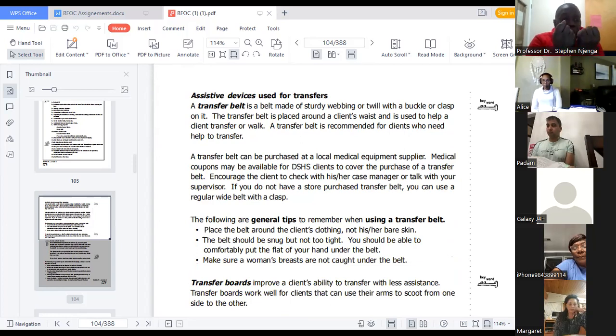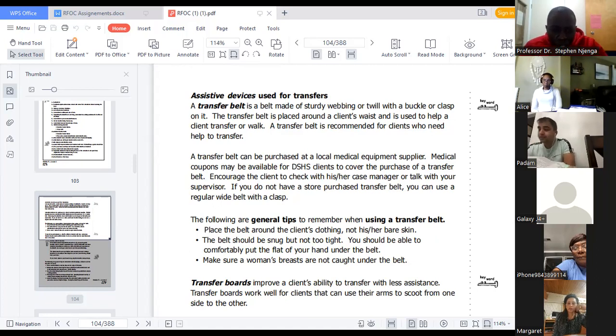If you're not able to put your hands under the belt when it is around the client's waist, then it is too tight. So make sure a woman's breasts are not caught under the belt. So you're not putting the belt above the breast if it is a woman. You're putting it around the waist, just below the breast.